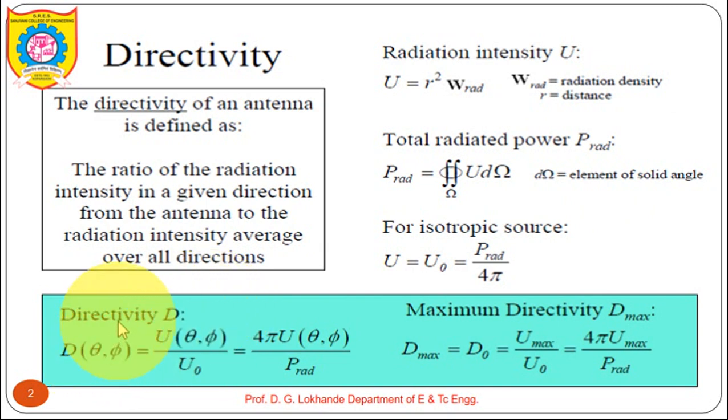So normally the directivity D is defined as D is equal to U upon U0. But U0 is nothing but, as we already observed, P rad upon 4 pi. So if you put this value in U0, we get the equation of the directivity. This is nothing but 4 pi into U upon P rad. Whereas the maximum directivity D max can be calculated as D max is equal to D0 is equal to U max upon U0. So that is equal to 4 pi U max upon P rad. We get the same equation, but here we are observing the maximum value in a particular direction.